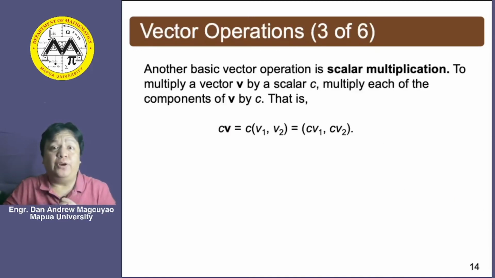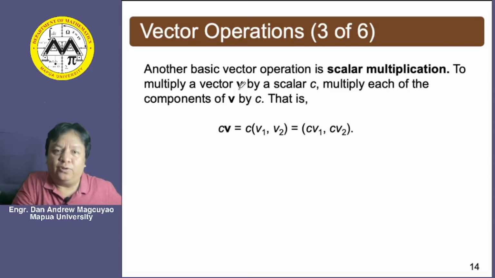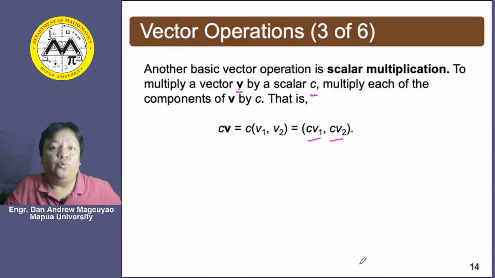So the first operation is vector addition. The second one is scalar multiplication. For scalar multiplication, we are going to multiply a vector v by the scalar c. So take note that the vector v is multiplied by the scalar c. That is, cv is equal to c times v1, c times v2. So we multiply each component by the constant.